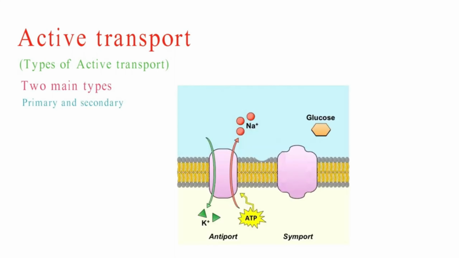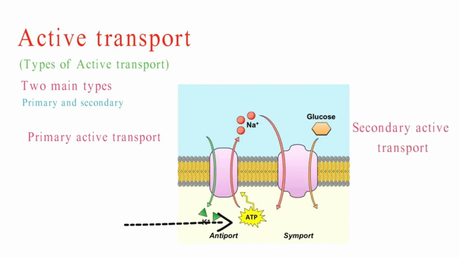There are two main types of active transport, primary and secondary. In primary active transport, energy from ATP directly powers the transport. In secondary active transport, the energy comes from ion gradients established by primary active transport.